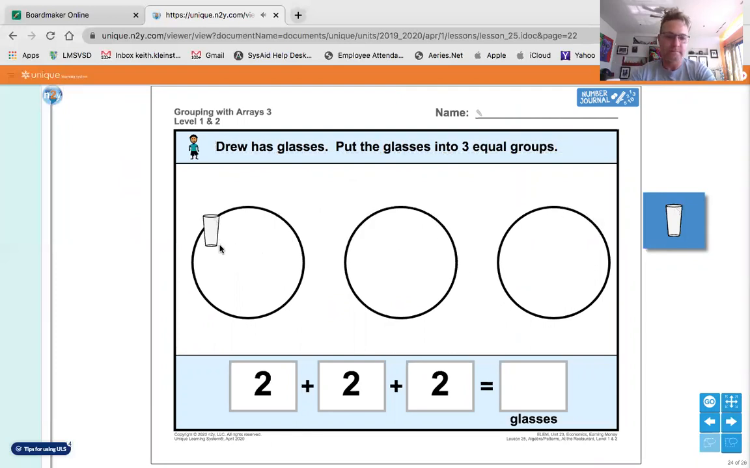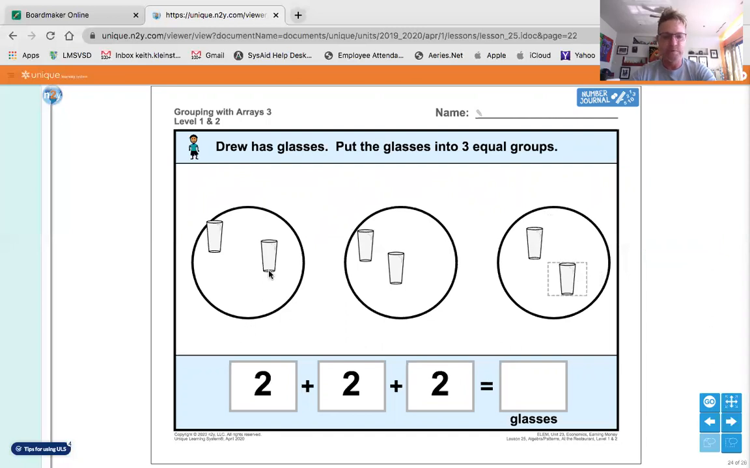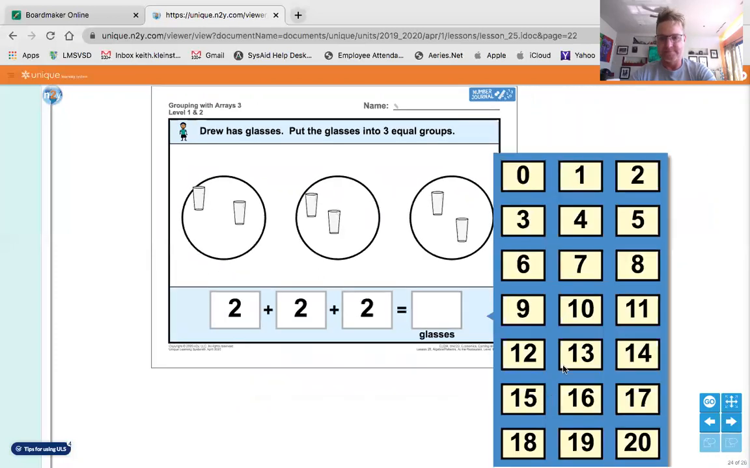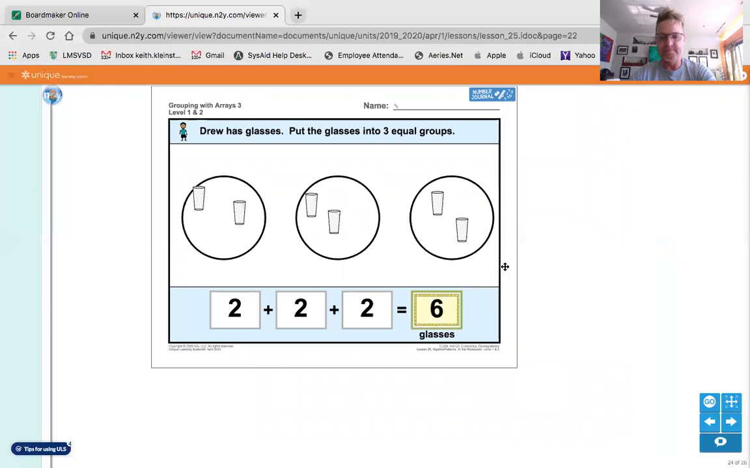1, 2, 1, 2, 1, 2. So we can start by counting at 2 because we know there's 2. 2, 3, 4, 5, 6. 6. Right. Let's go to the next one.